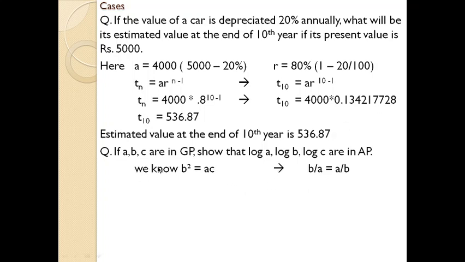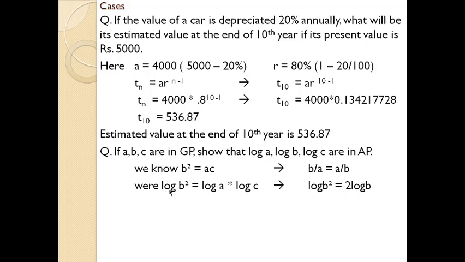Okay, we know that b square equal to ac. In a geometric progression where a geometric mean situation, we know that b square equal to ac. We also know that this b square equal to ac is obtained from this situation b by a equal to a by b. Okay, next one.